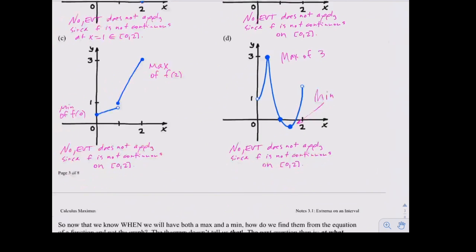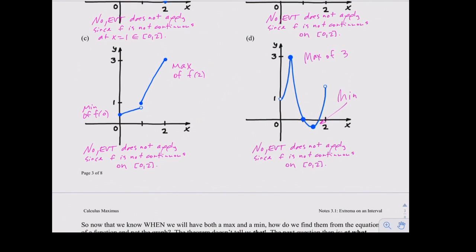So what we're going to pick up with tomorrow is, now that we know the necessary conditions under which we're guaranteed to have both the max and the min, at what different types of x values will they occur? Because what we're going to be doing is working with equations and functions, and we're not going to have graphs anymore. We're going to do it entirely analytically.